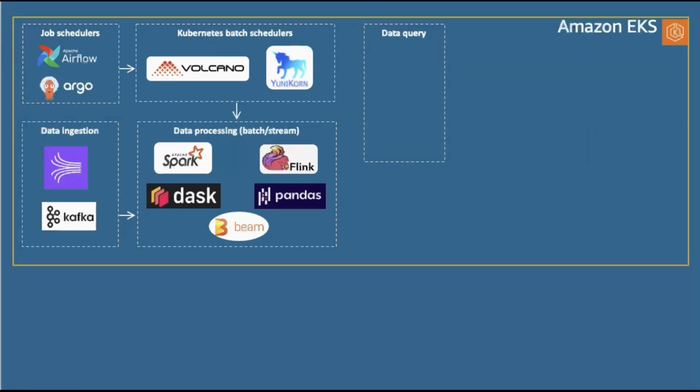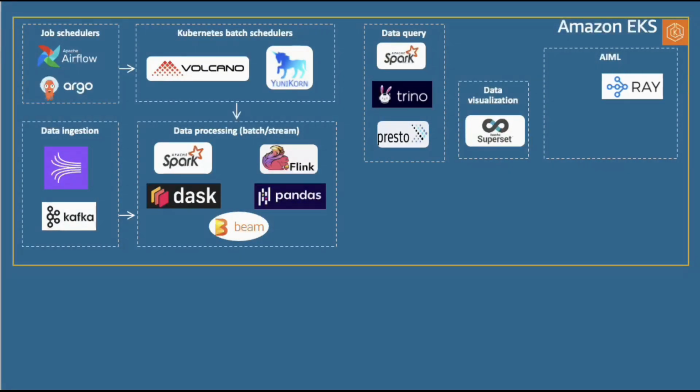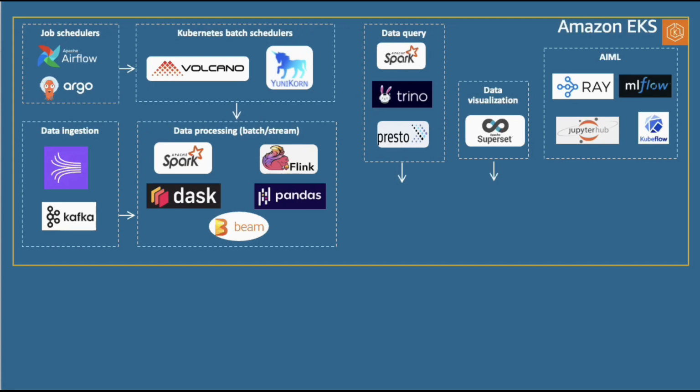Then we also have certain workloads which are for querying the data. This is where Spark provides the Spark SQL library, which provides the querying capabilities. And there are some other options, for example Trino and Presto, also in this category for querying the data. Then we have some data visualization tools, like Superset, which is one of the popular open source frameworks out there. Then in the AI/ML space, we have quite a few famous and popular frameworks like Ray, MLflow, JupyterHub and Kubeflow.